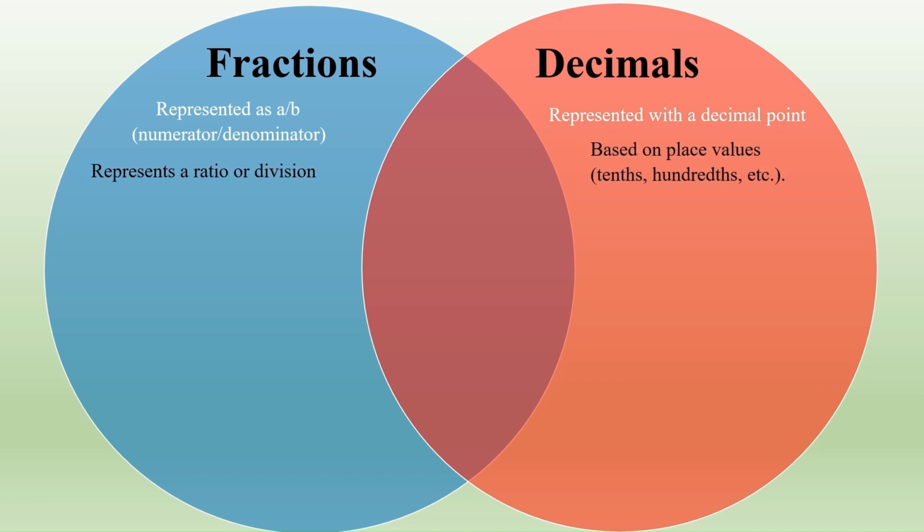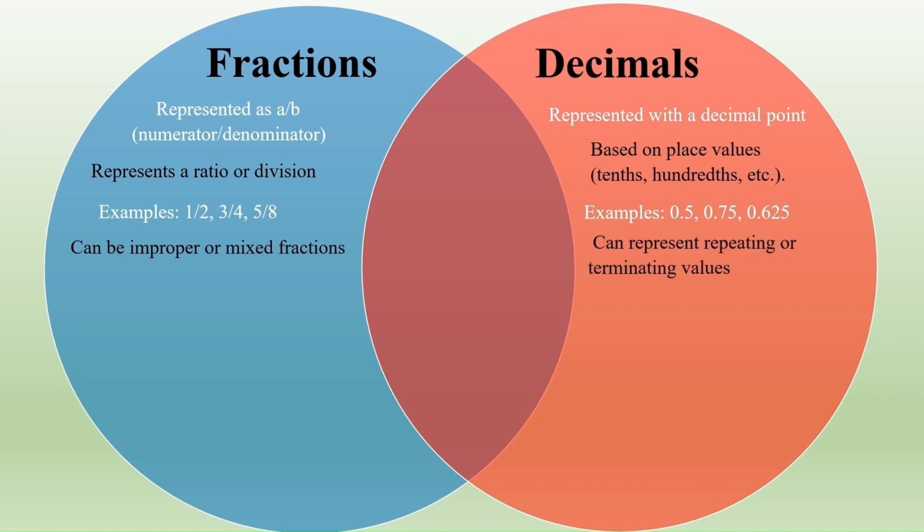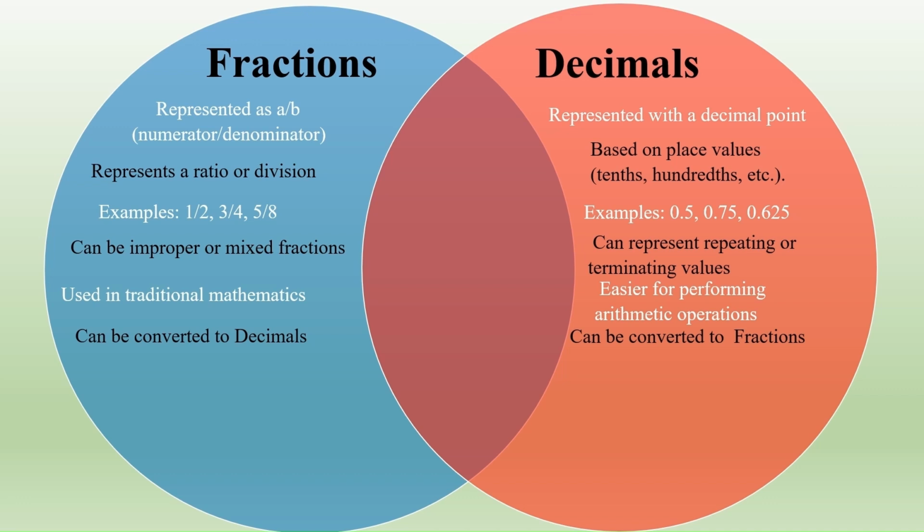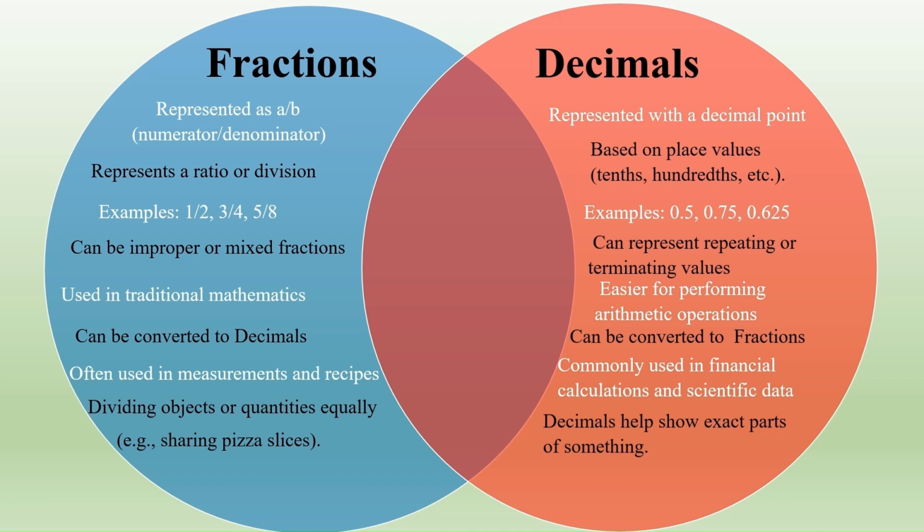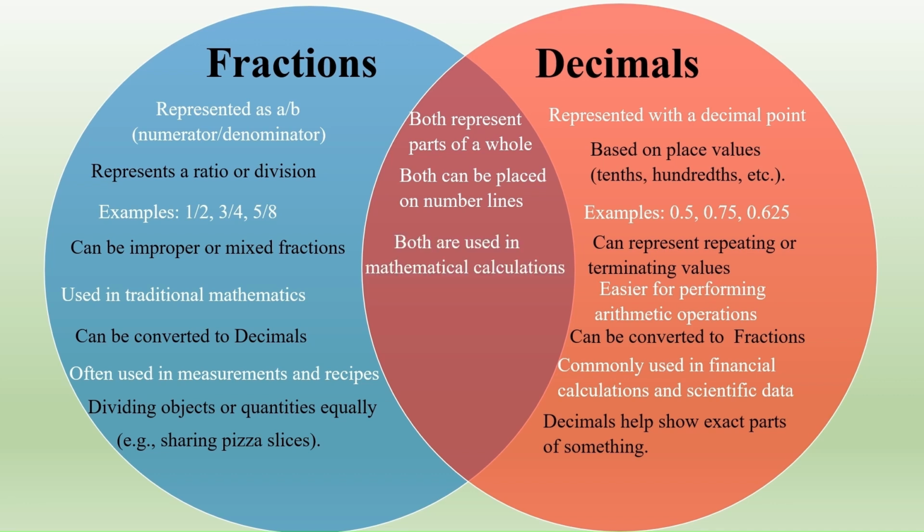Here are the properties. Left side, fractions; right side, decimals. And the properties they share in common are: both represent parts of a whole, both can be placed on number lines, both are used in mathematical calculations, and both can be converted to each other. That is, every decimal can be written as a fraction and vice versa.